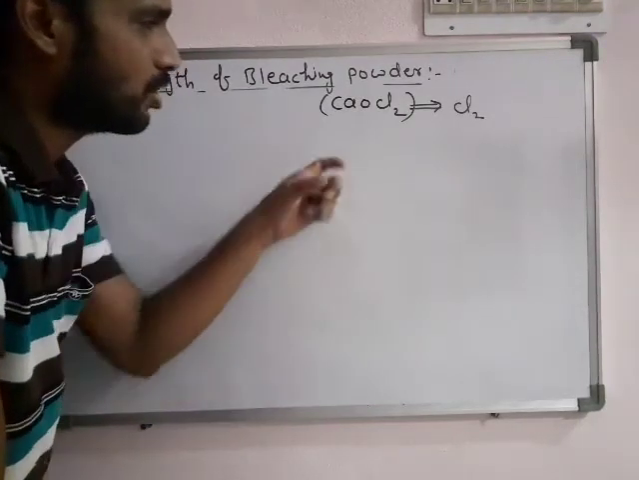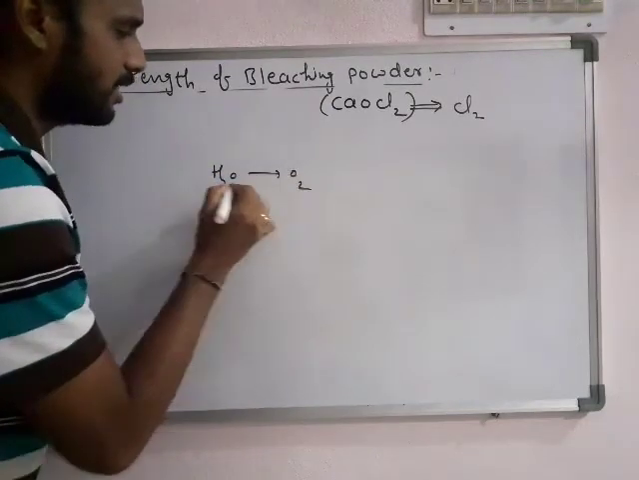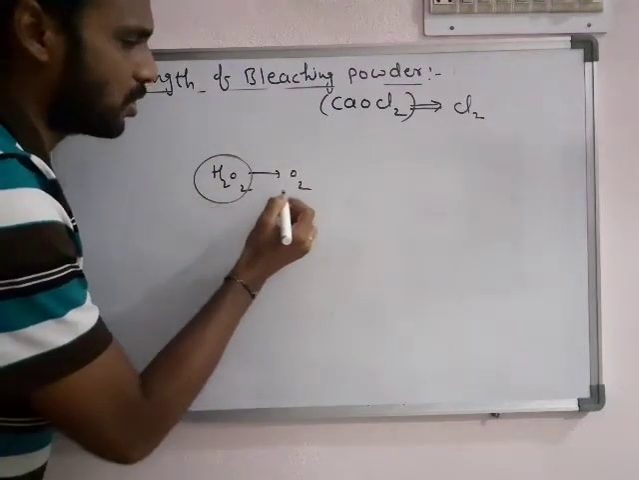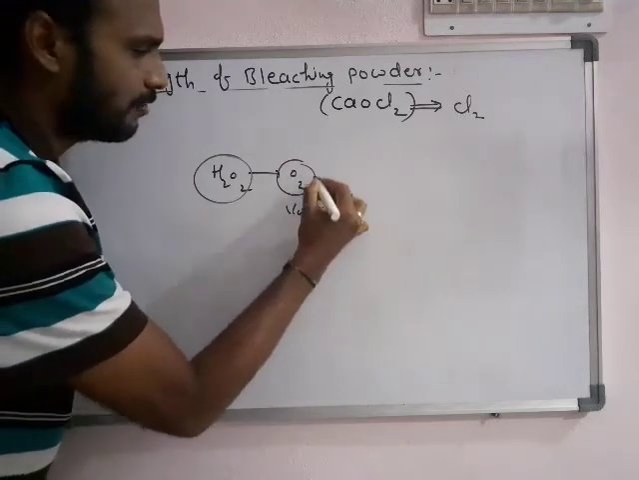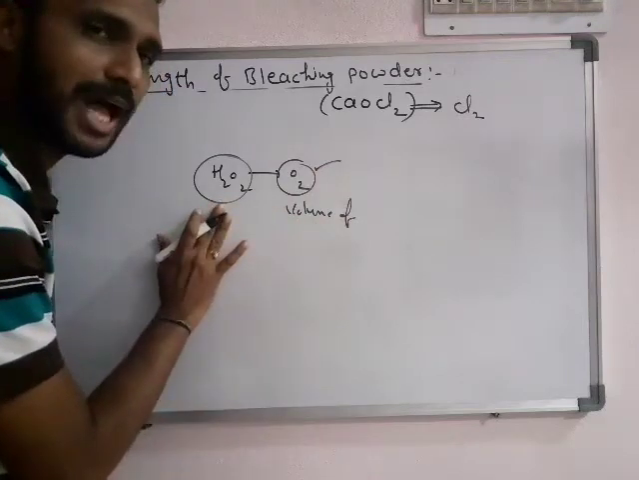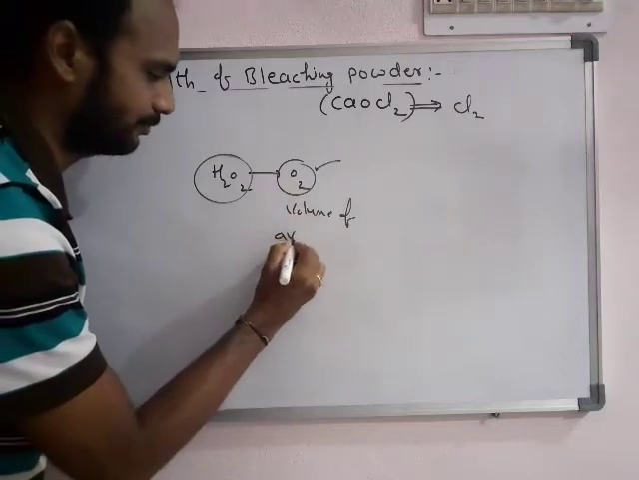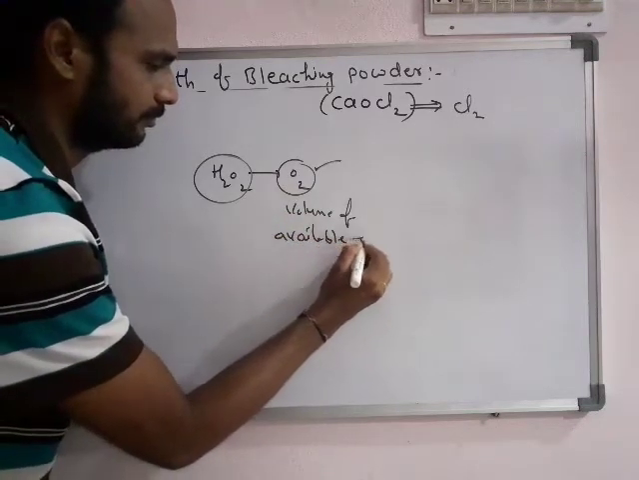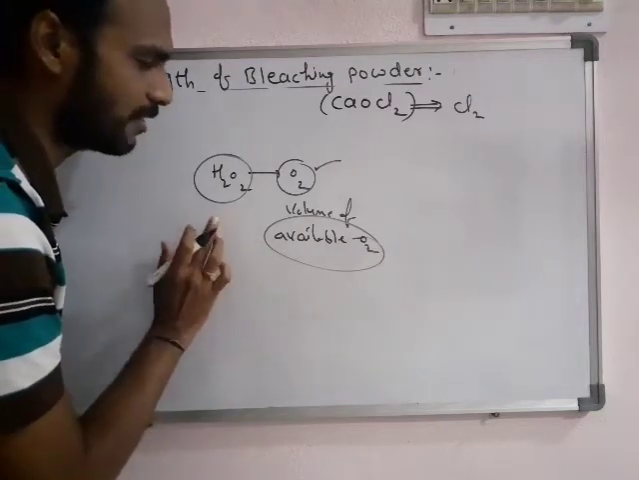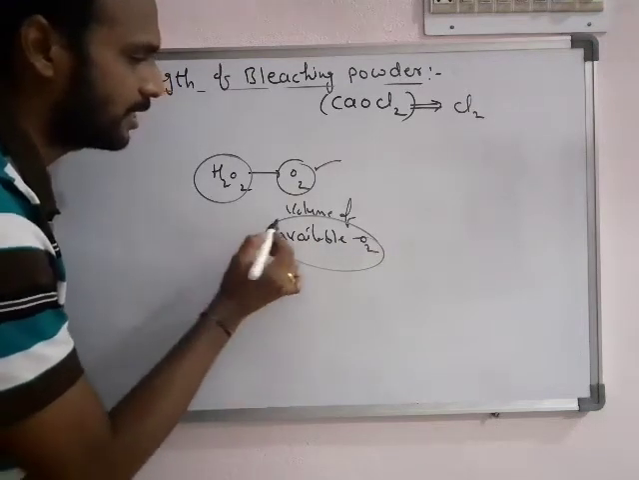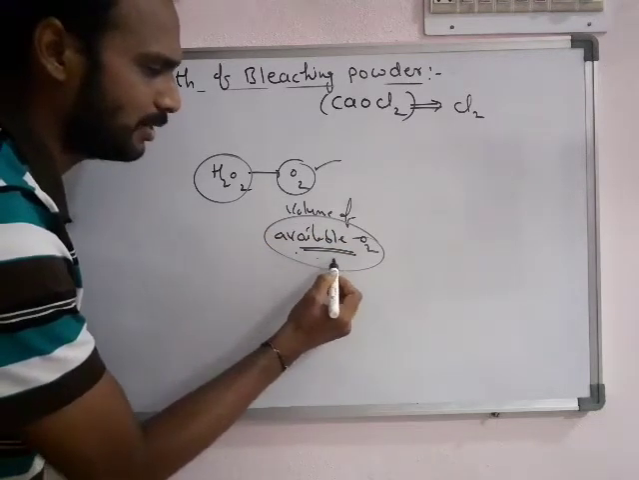It is just like the strength of hydrogen peroxide, in which the strength is totally based on the volume of oxygen liberated from that hydrogen peroxide. That is known as available oxygen. In the strength of hydrogen peroxide, we discussed that the volume of oxygen liberated is called available oxygen.